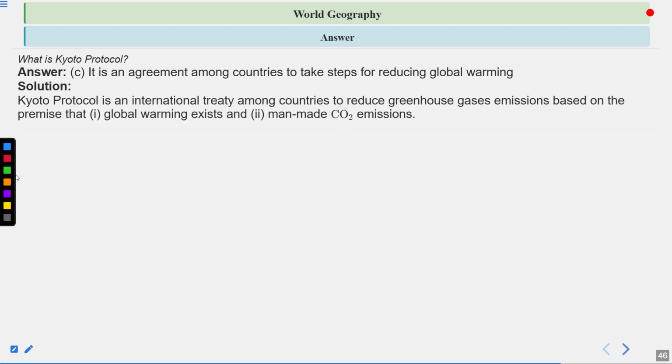So, Kyoto Protocol is an international treaty among countries to reduce the greenhouse gases emissions based on the premise that global warming exists and is caused by man-made CO2 emissions. So, correct answer is C.